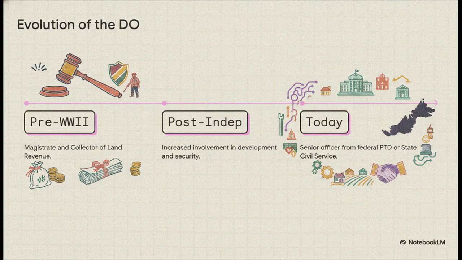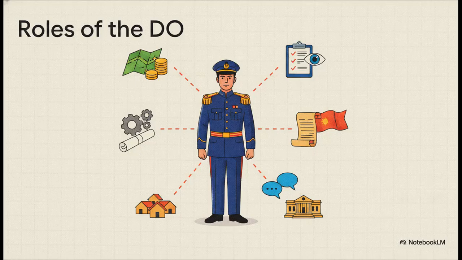and security. Today, depending on where you are, a DO is usually a senior federal officer from the Elite Administrative and Diplomatic Service, or PTD. Although, in places like Sabah, Sarawak, and former unfederated Malay states like Kedah, they actually come from the state civil service. So, what does a DO actually do all day?